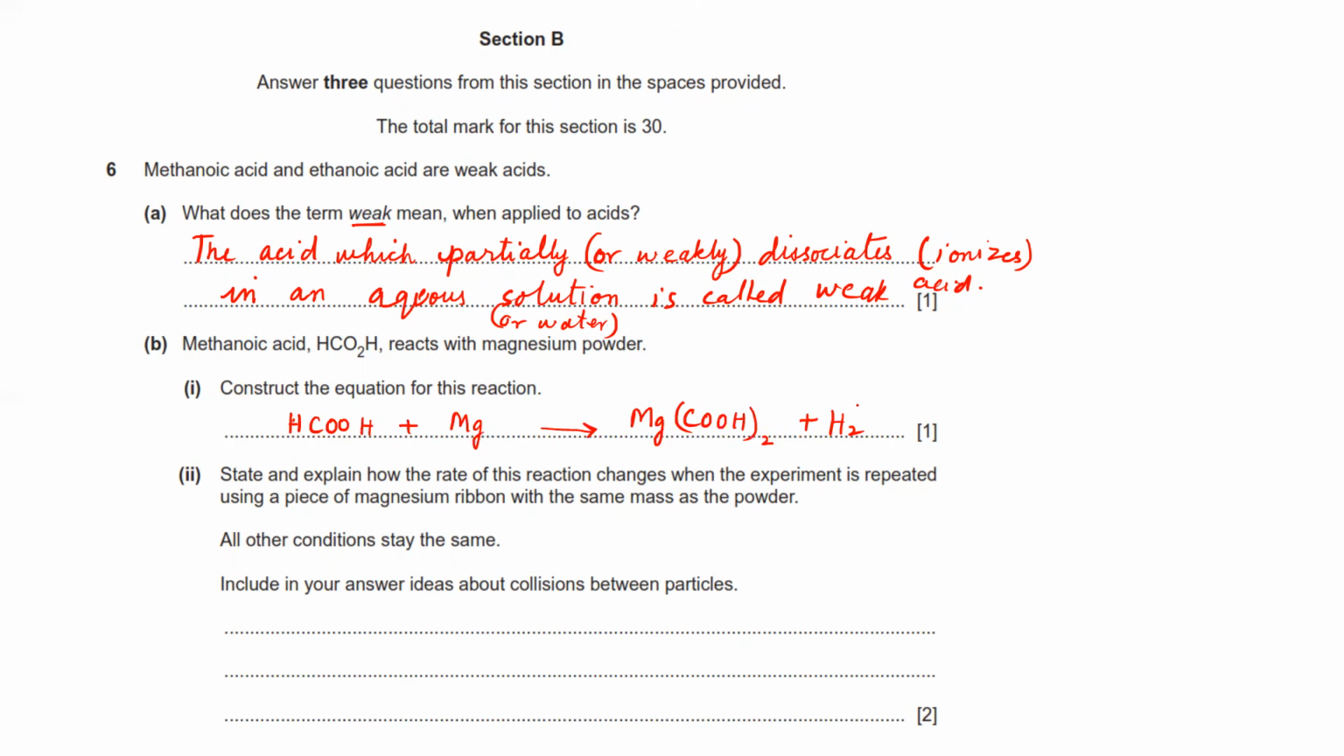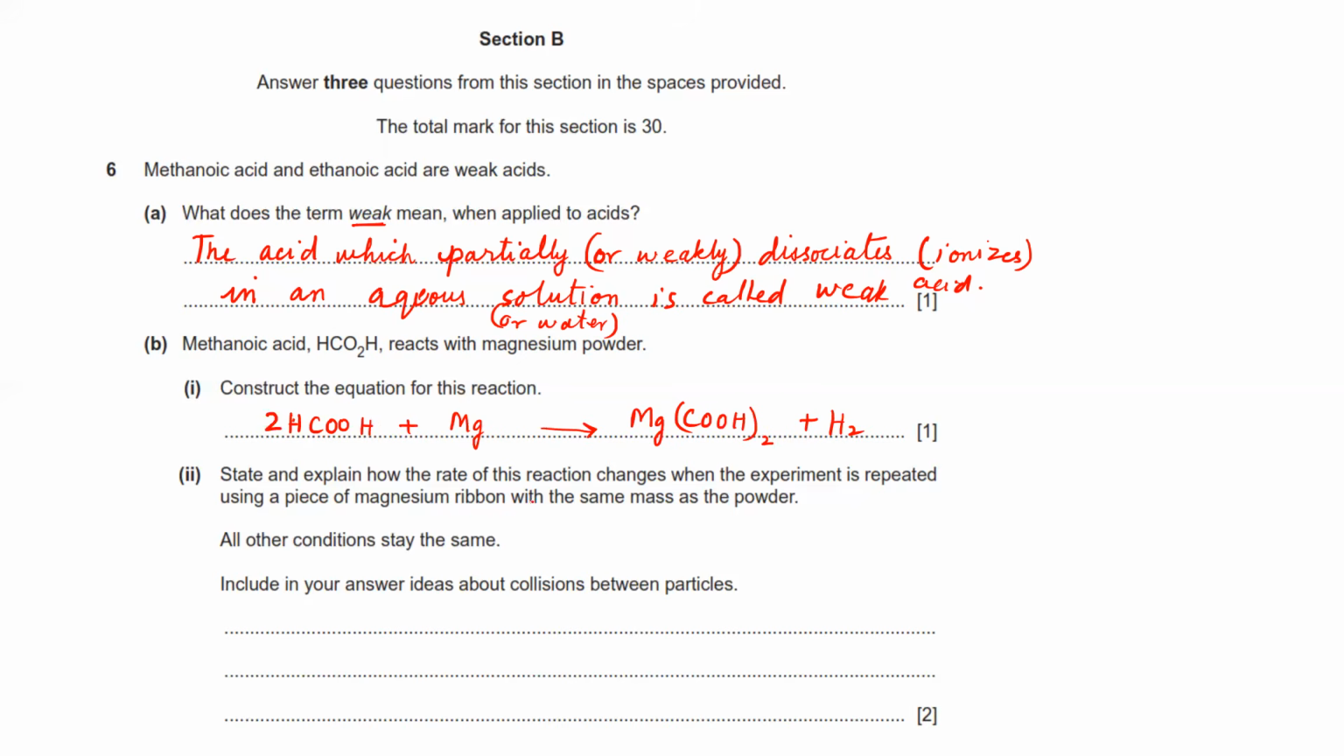So how do we balance it? We have HCOO as 2 times, so 2 HCOOH here, then H2, and HCOO twice. Now this is a balanced equation. So again, this is an acid reacting with a metal, so it forms a salt and hydrogen gas.